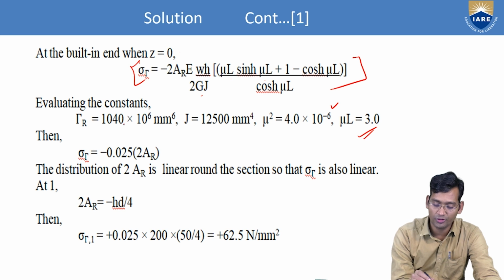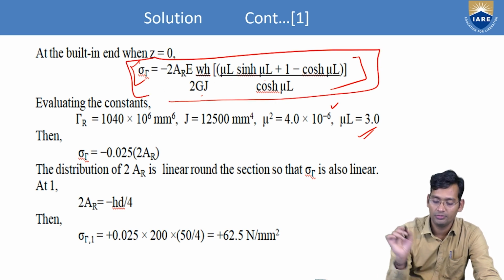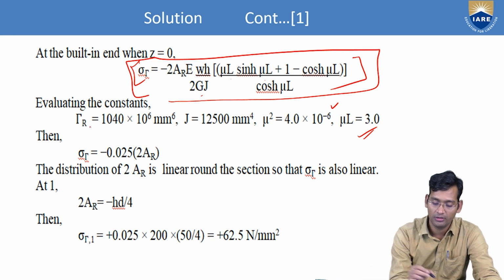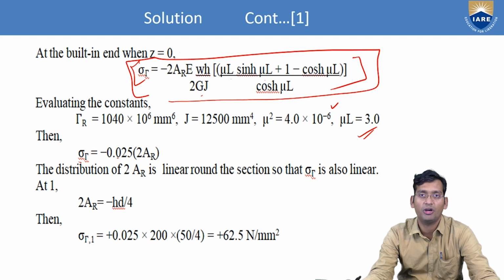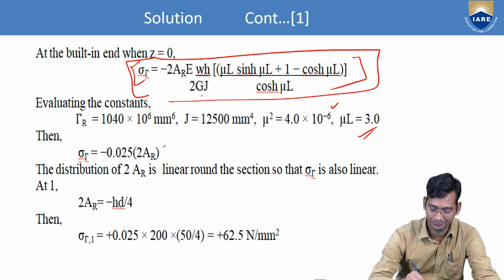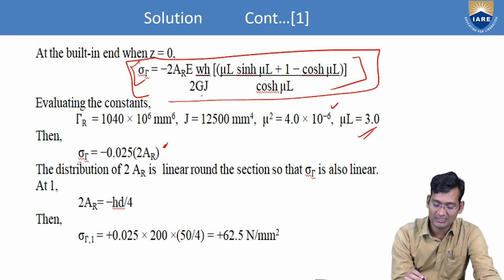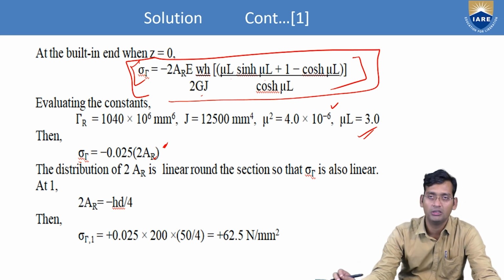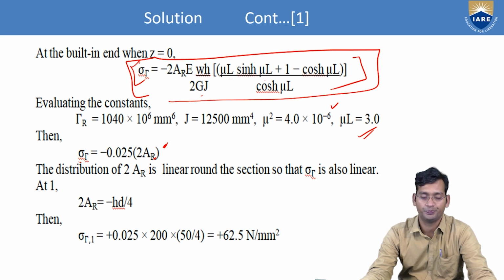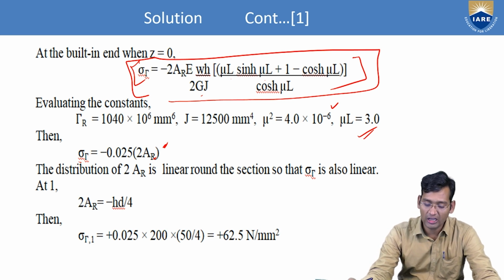Now after substituting all the values here, sigma t will be equal to minus 0.025 into 2AR. Now for finding sigma t, what is required? We have to find the 2AR value. How can we find the 2AR value?